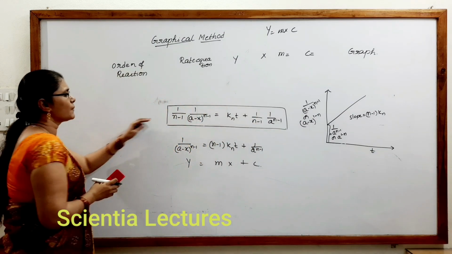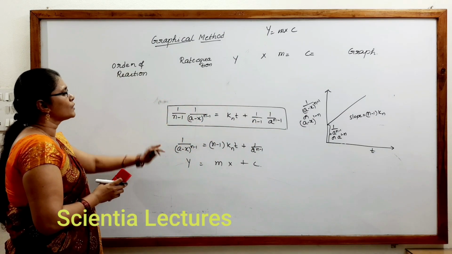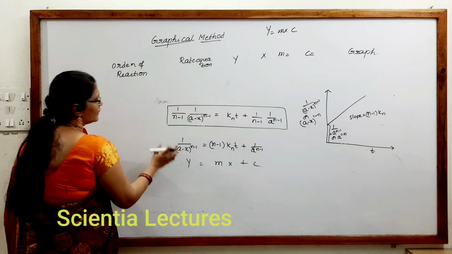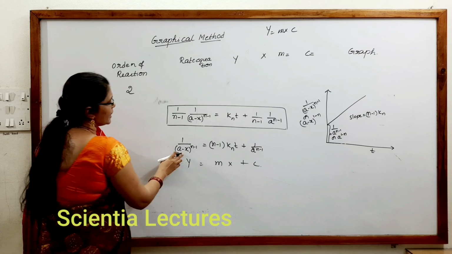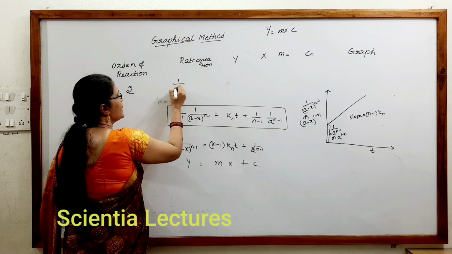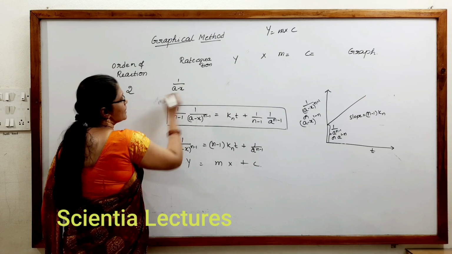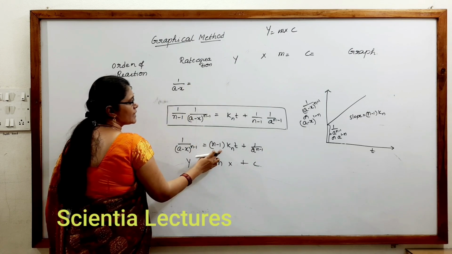So in the place of n, if you keep 2, what will we get here? The order of reaction is second order. What is the rate equation? 1/(a-x) is equal to, what is 2 minus 1? 1.